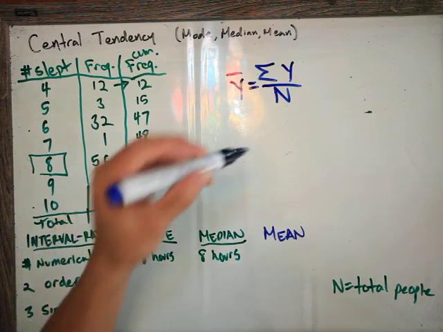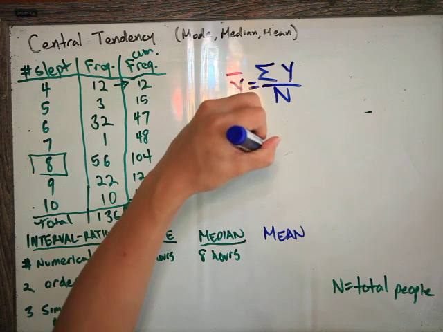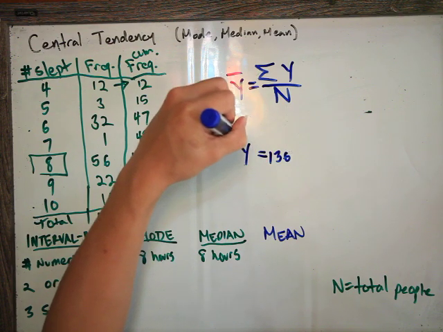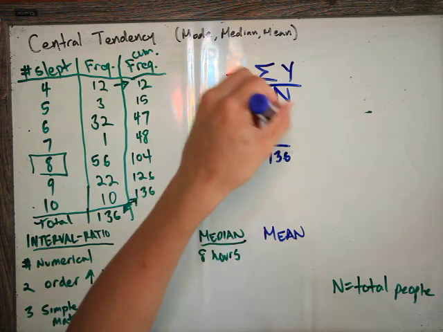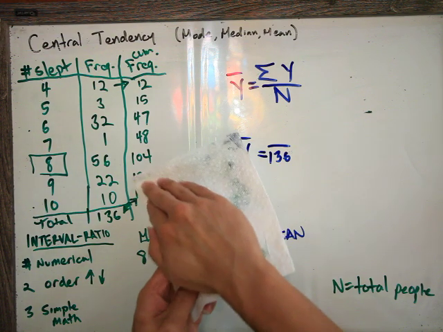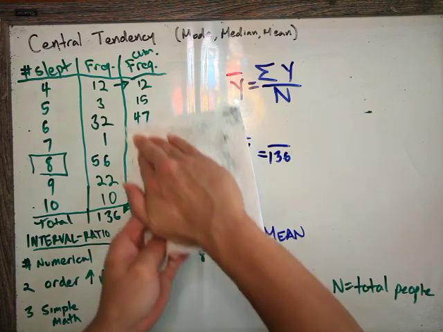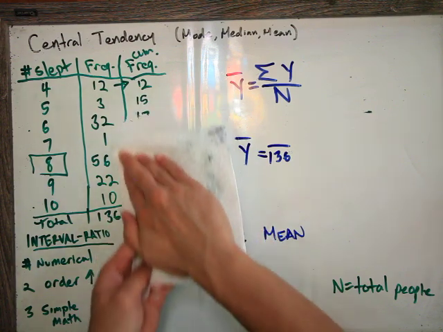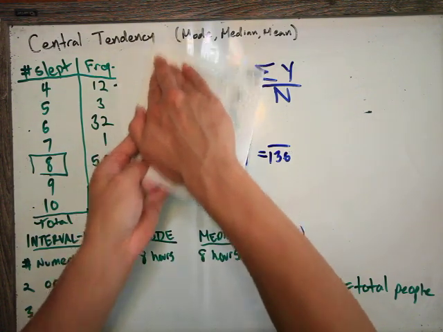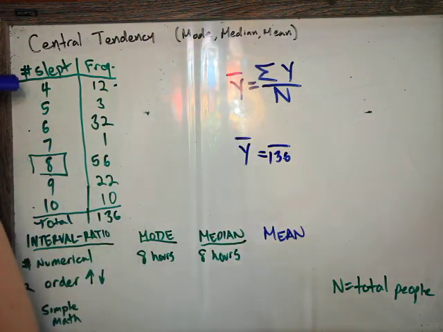So here, we already have n, right? n is 136. So all we need to do now is find the sum of all y's, the sum of all raw scores. And so that it doesn't get confusing, I'm going to erase the cumulative frequency row, or column I guess, because all we need to find the mean is the values and the frequencies.